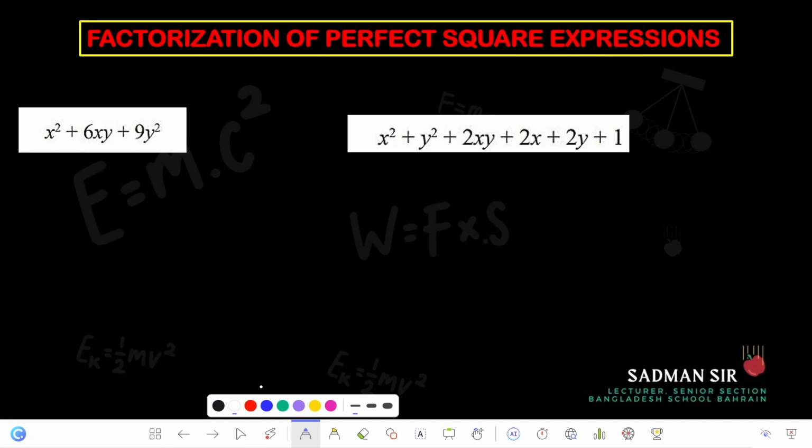Bismillahirrahmanirrahim. So in today's video we are going to talk about factorization of perfect square expressions. Before we dive deep into the topic, we must first understand what factorization is.